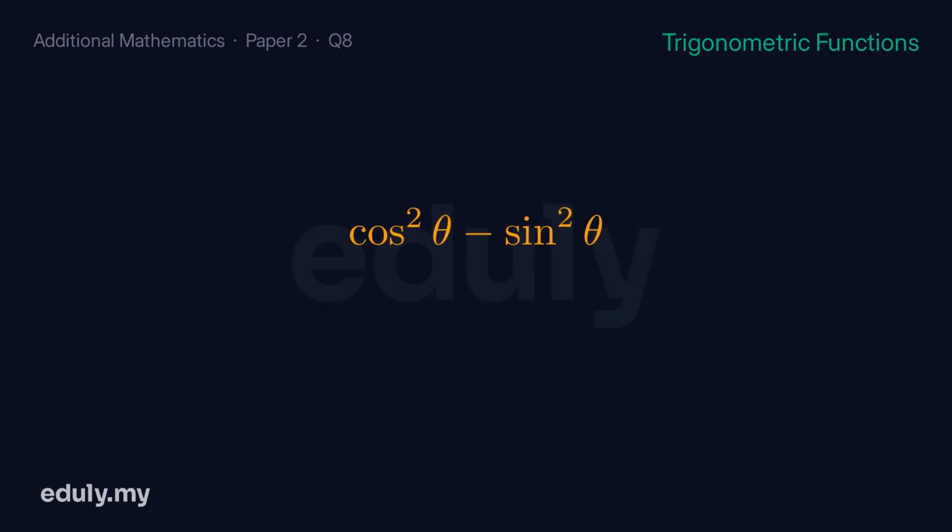Here's the idea that unlocks everything. This expression, cosine squared minus sine squared, is hiding inside both the equation and the function. It's exactly the double-angle form of cosine. Once we see it as cosine of 2 theta, every part becomes simple. Let's prove it first.